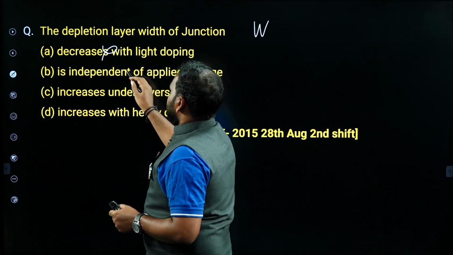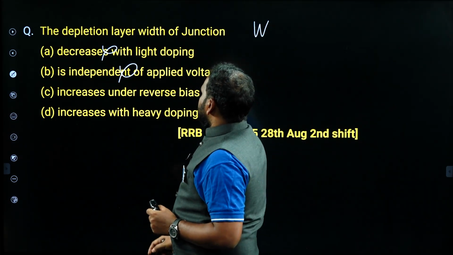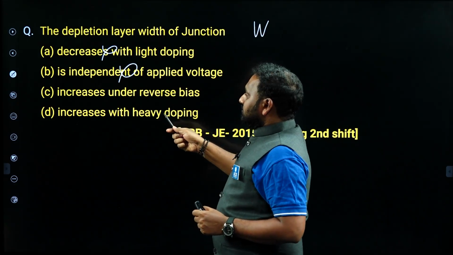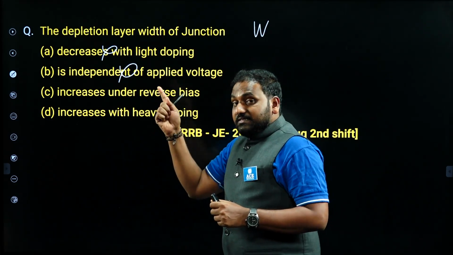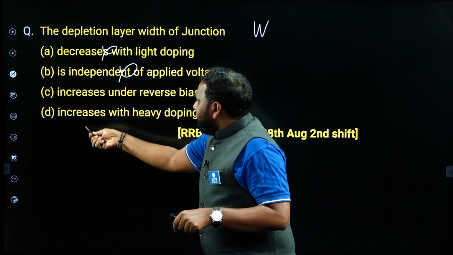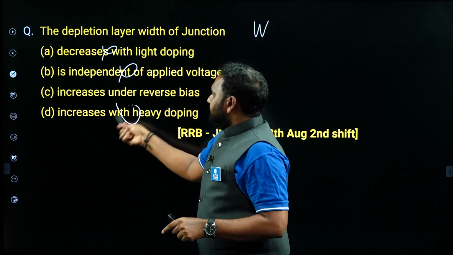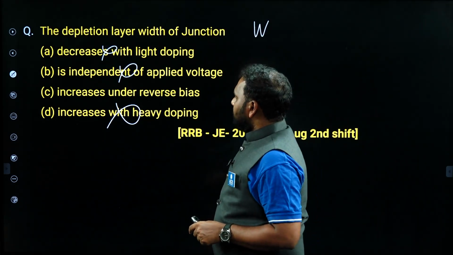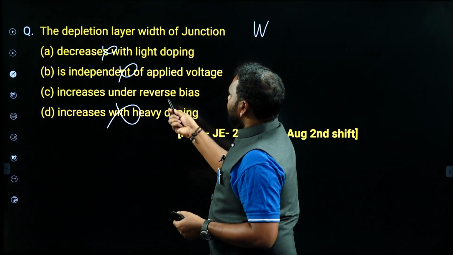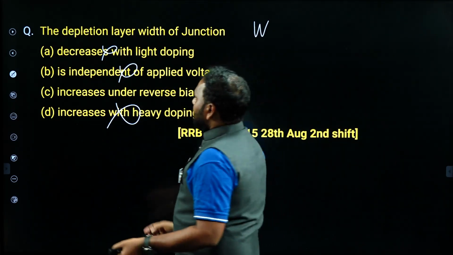Independent of applied voltage. How can I say that? No. Increase under reverse bias, increase with heavy doping. No. If the doping increases, then width decreases. Inversely proportional, I said, okay? Decrease with heavy doping would be the correct answer. Increase with heavy doping is the wrong answer. The leftover is increase. You know that in reverse bias, as the reverse bias voltage increases, the potential barrier width will increase, no?